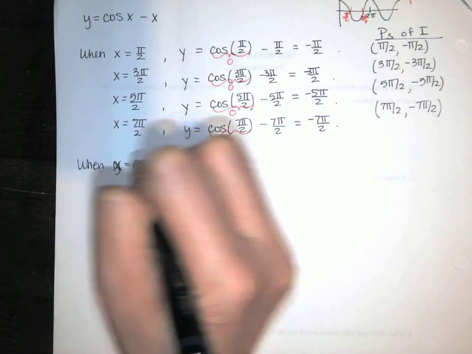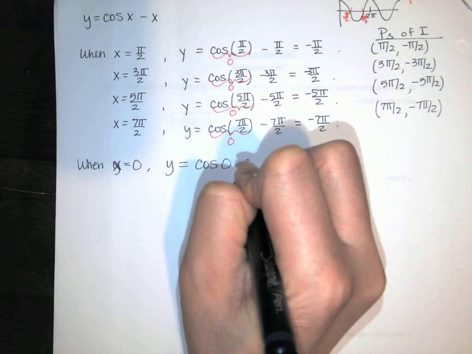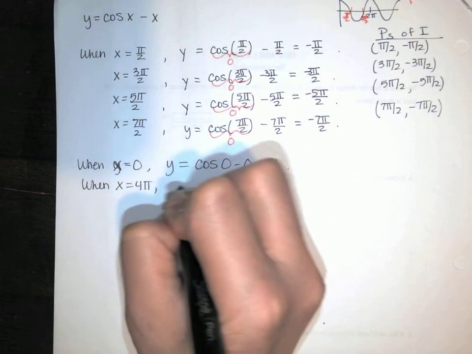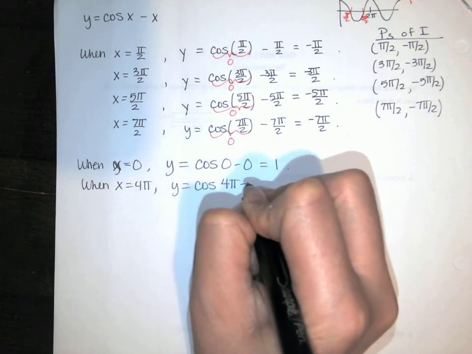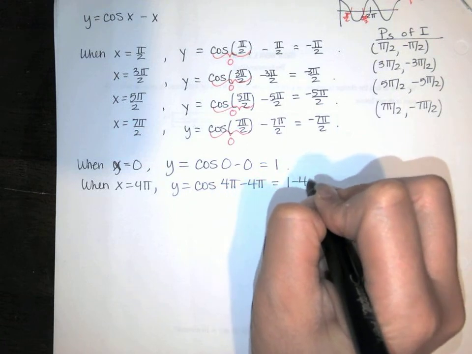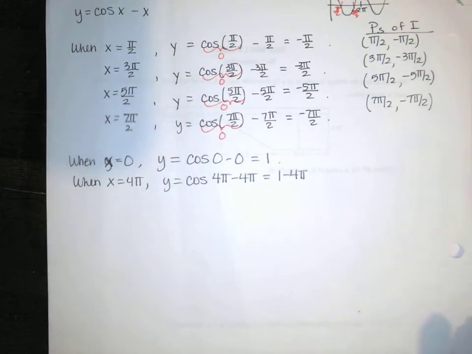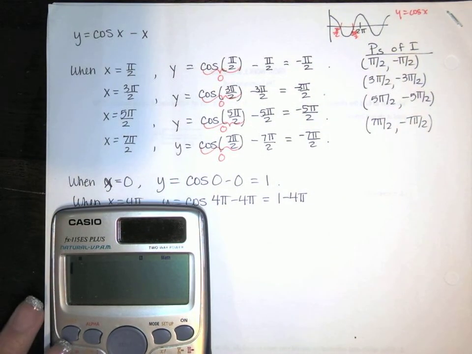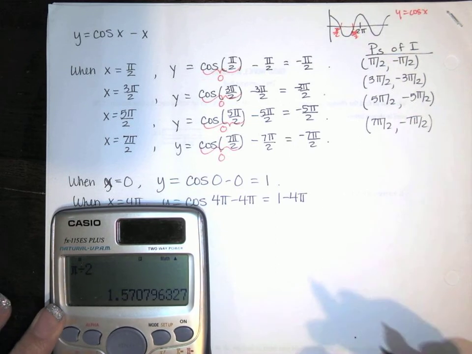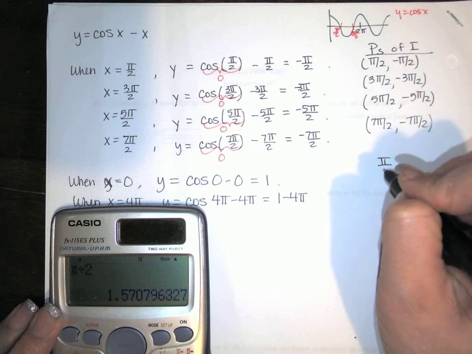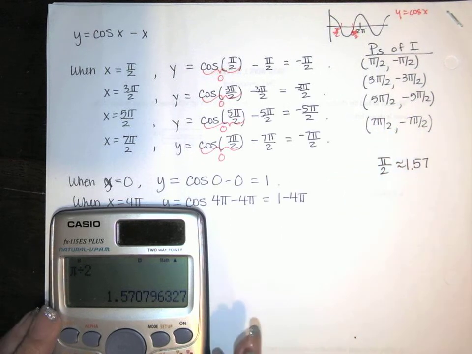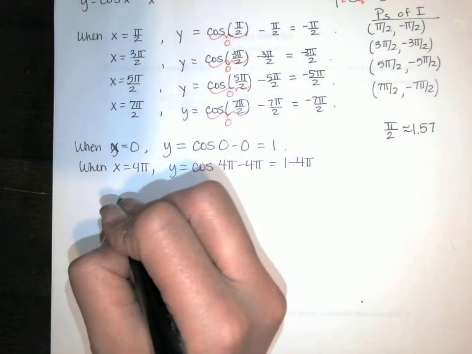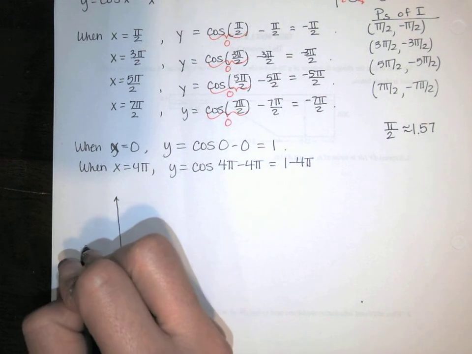So when x is 0, y is cosine of 0 minus 0. That's just 1. And when x is 4 pi, y is cosine of 4 pi minus 4 pi. That's 1 minus 4 pi. Okay, and I think with this one it's helpful to get some numerical approximations of everything. So pi over 2 is about 1.57. Actually, we could probably just draw our graph with multiples of pi over 2 on it. Let's do that.